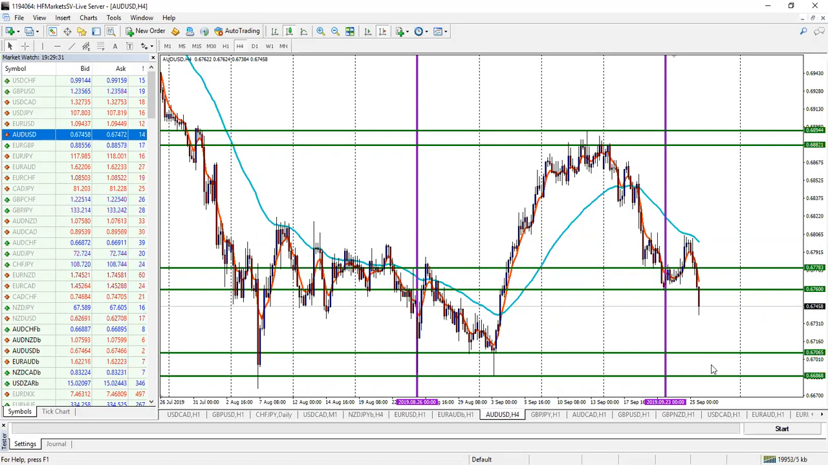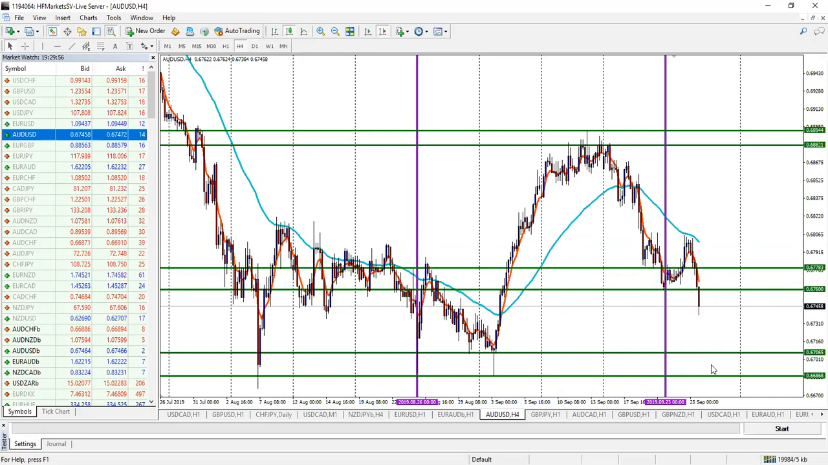I'm not talking about the exceptional pairs. You see, we have some exceptions, like USD ZAR, USD MXN, USD TRY, because the market is just on an uptrend for the whole year. That is an exception. So you guys should know about the exceptions.